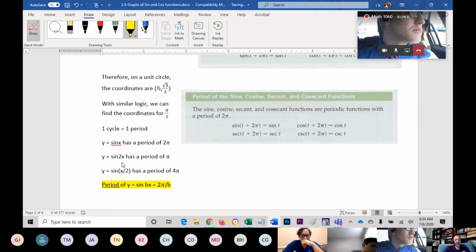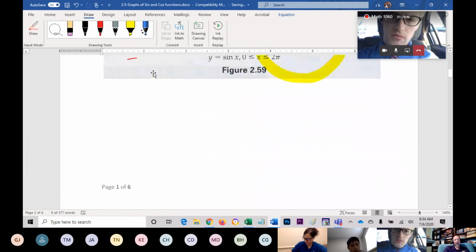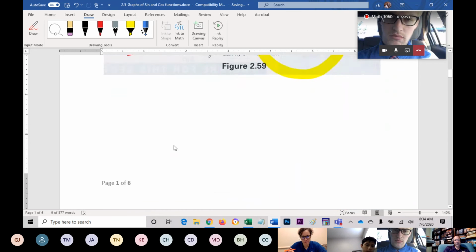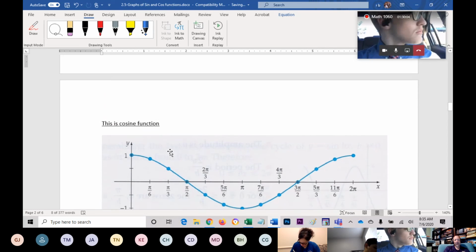So your period is going to be the number in front of the x. Your period of y, let me back up again. Amplitude, this is what you want to remember here. Amplitude is the number in front of your sine. Your period is going to be the number in front of your x, okay? It's always 2 pi over b. So period is 2 pi over b, okay?